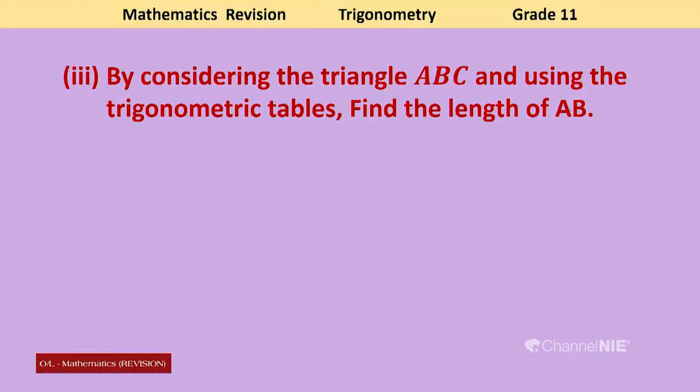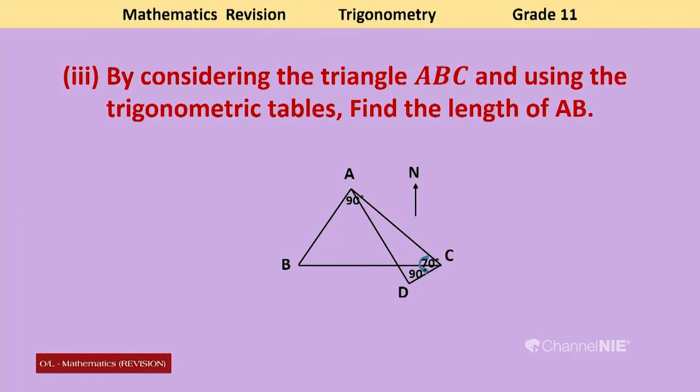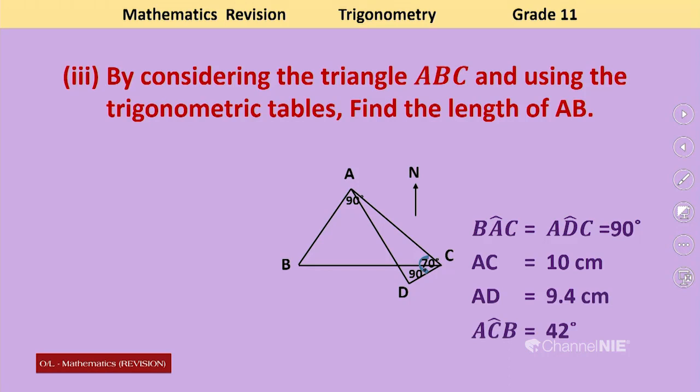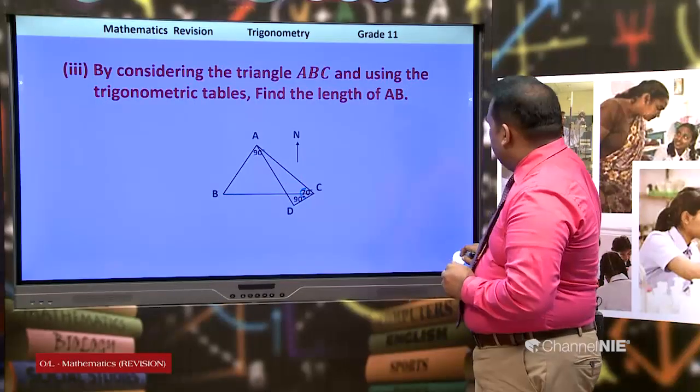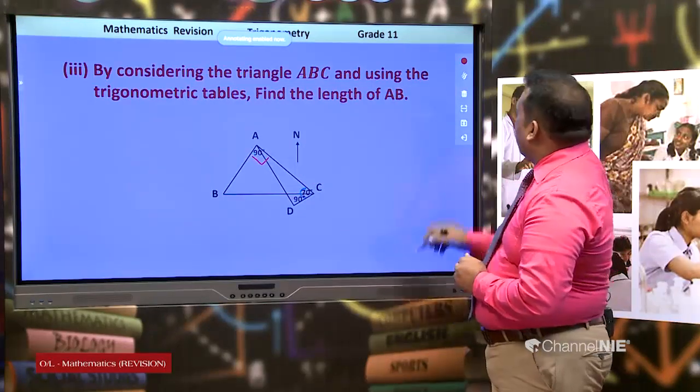next one, by considering the triangle ABC and using the trigonometric tables, find the length of AB. Now, we will see the diagram. Find the length of AB. We want to find out this length AB, right? Then how to do it? Angle BAC is 90 degrees.